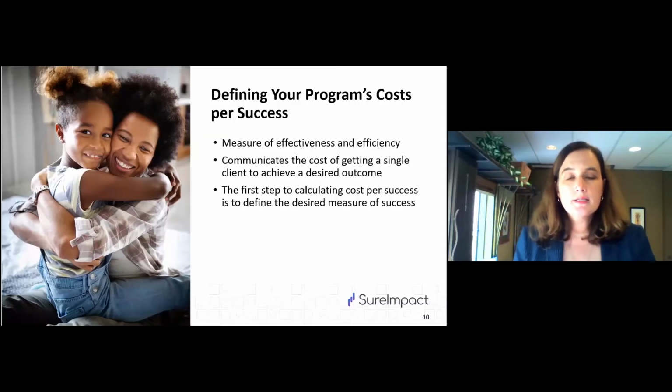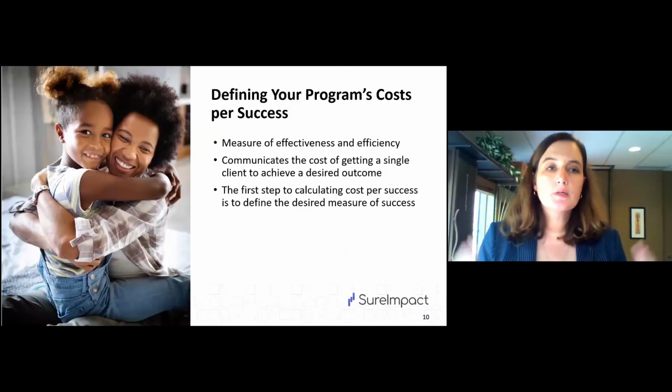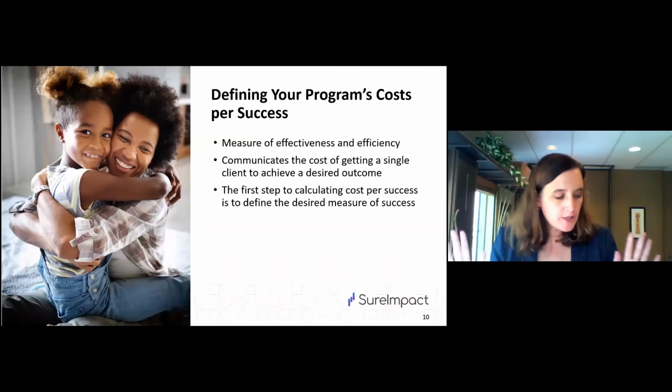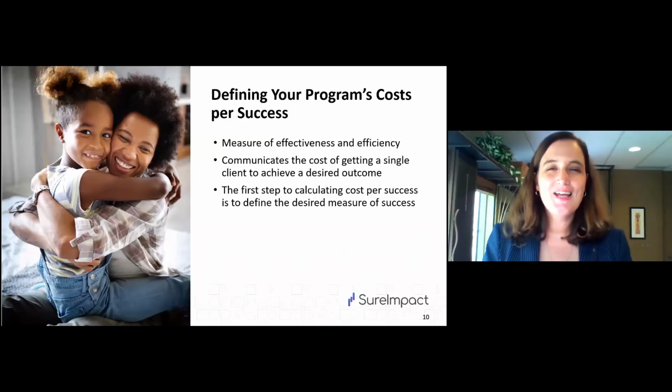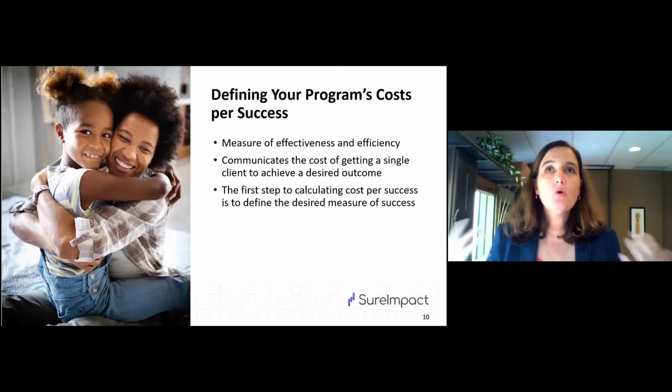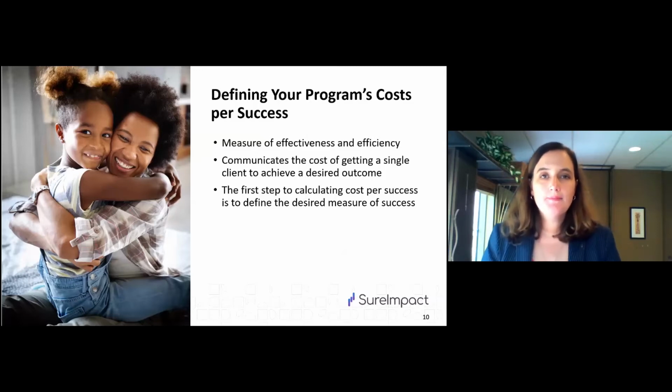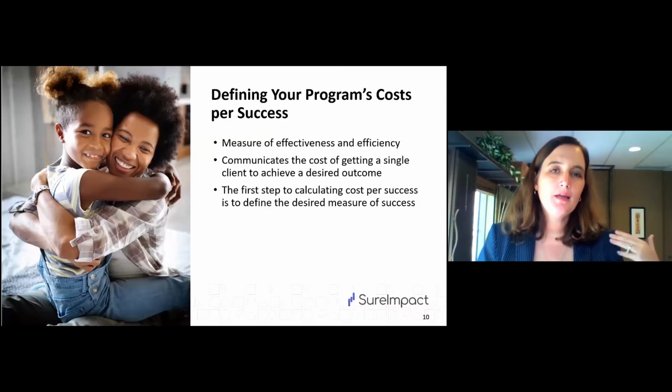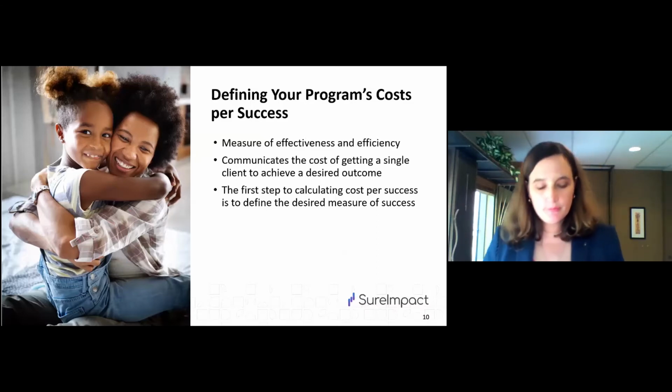So now we need to determine your program's cost per success. This is my most favorite measure of all measures ever invented, because it allows us to tell our impact story in a real way where funders can get excited. Because you're not just saying, it costs me this much money to put people through our program.